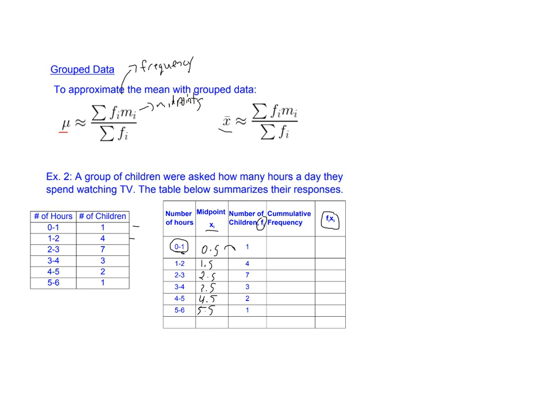So 1 times a half is 0.5. Then 4 times 1.5 is 6. We'll get 17.5 here, 10.5, and then 9 and 5.5. Again, that just comes from multiplying the midpoint times the frequency in that interval. So we need the sum of the frequencies times the midpoints. I thought I had that written down already, but I don't. Just give me a second here. We'll calculate that quickly and see what we get.